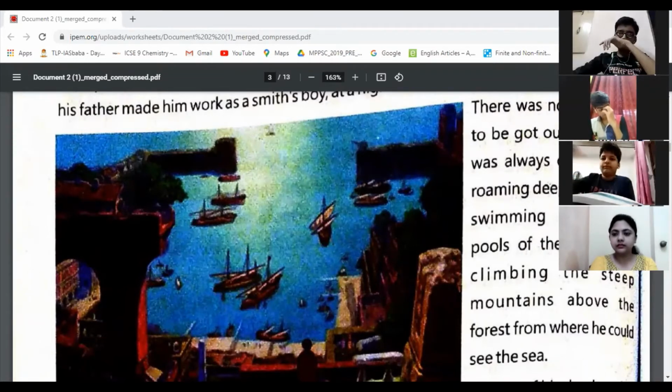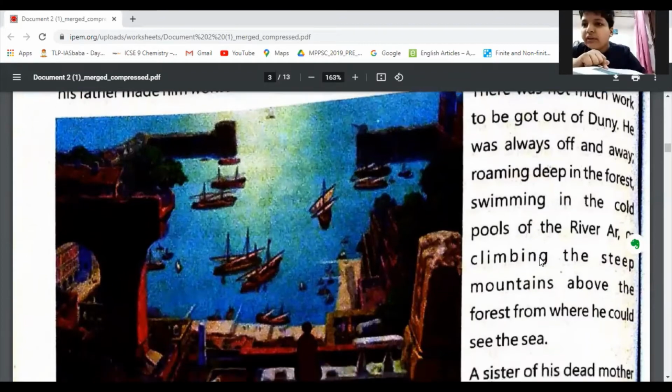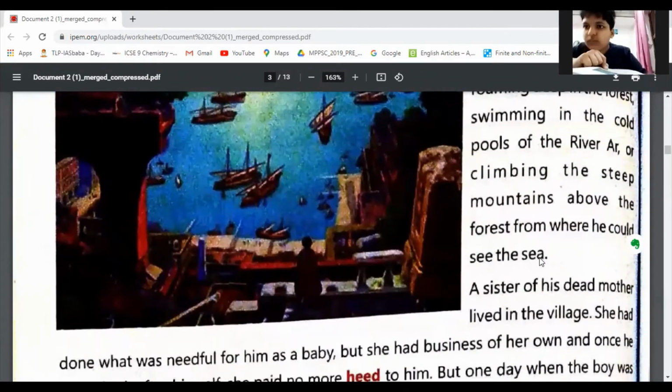Yes, Aditya. Read ahead. Good morning, ma'am. Good morning. There is a R after river. What does it mean? That is the name of the river. River R.